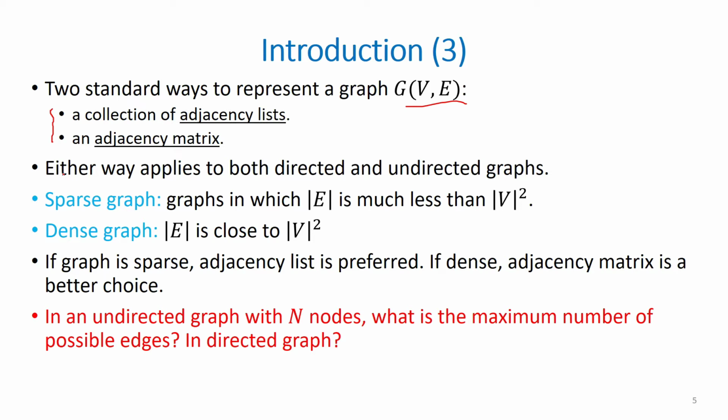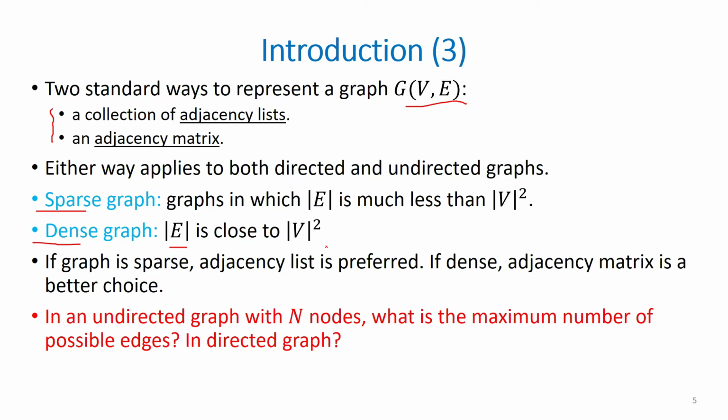However, depending on how connected the graph is, one representation is preferred over the other. If the graph G is sparse, that is, when the number of edges is much lesser than the square of the number of vertices, then the adjacency list representation is preferred. However, if the graph is dense, that is, E is almost equal to the square of V, then the choice is adjacency matrix.